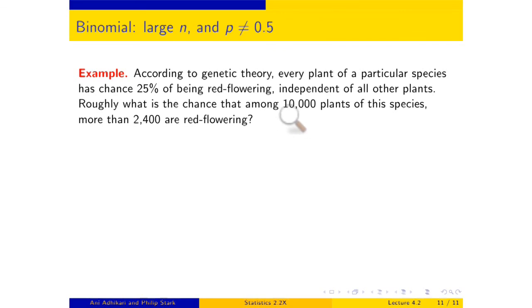And I believe if you tried to use your online calculator, I don't think it would go this far. You certainly don't want to do exact binomial calculations by hand. But what you can do is a normal approximation very swiftly. So the number of red flowering plants among these is binomial. The number of trials is 10,000, p is 25%, that's what the theory says. And what you're looking for is a number of successes greater than 2,400.